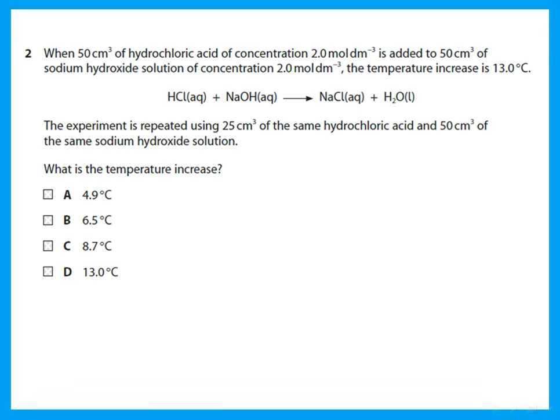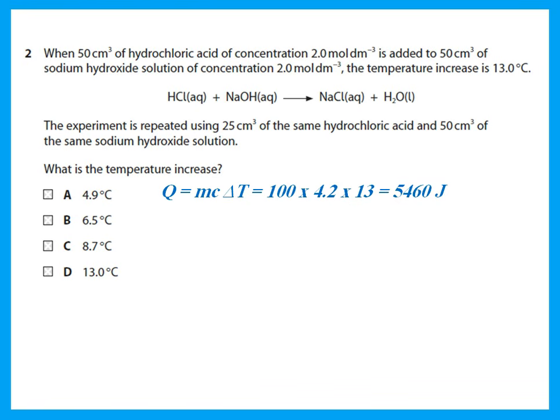Now, you need to realize that delta H for a certain equation does not change. So the delta H for this reaction between HCl and sodium hydroxide is something that is fixed. So we need to calculate the delta H, and then from the delta H, I can calculate temperature increase for any other situation. So let us calculate first the delta H. In order to calculate the delta H, I need to calculate the Q, which is the total quantity of heat. So you should realize that Q is mc delta T.